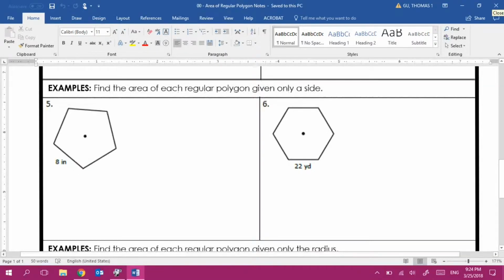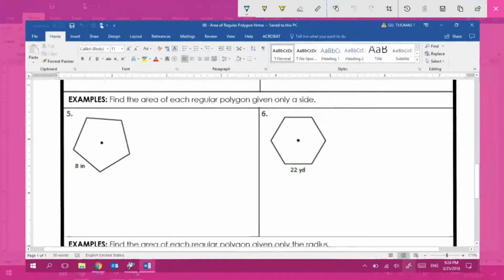Alright, moving on to example number 5. Find the area of each regular polygon if you're only given one side. So they told me the side is 8. Remember, step 1, create a right triangle by drawing the apothem. That's this, boom, 90 degrees. That's my apothem. And then my radius, from center to the corner, bam, that's the radius. Okay, that's my right triangle.